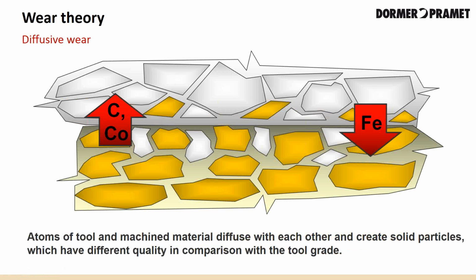Diffusive wear. The atoms of the tool material and workpiece material diffuse with each other to form a second solid layer and chemical compound whose characteristics are different from those of the starting material.